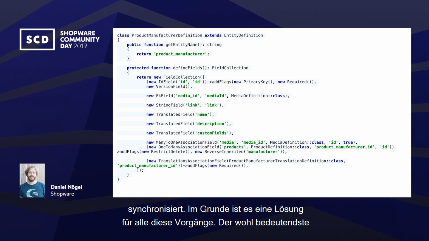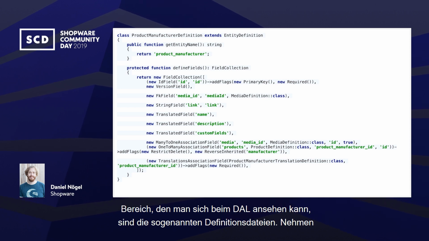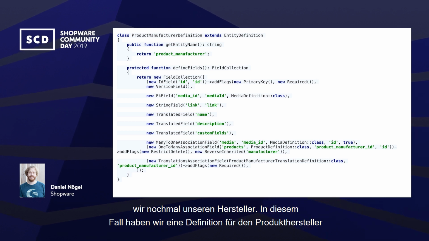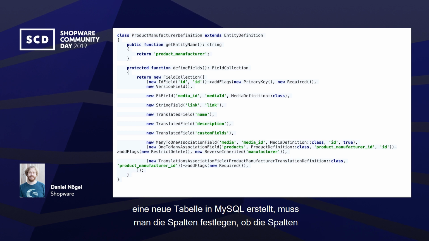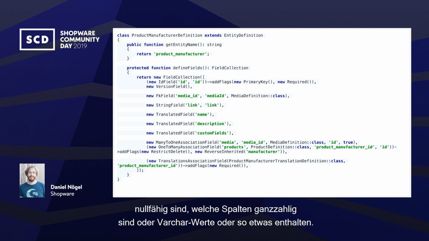If you look at the DAL, I think the most prominent place to look at are the so-called definition files. So again, let's look at the manufacturer. In this case, we have a product manufacturer definition, and you can think of it as a schema definition for your database. So if you create a new table in MySQL, you will tell it which columns to have, if the columns are nullable, which type the columns have, is it an integer or a varchar or something. And this is kind of the same, but written in PHP.